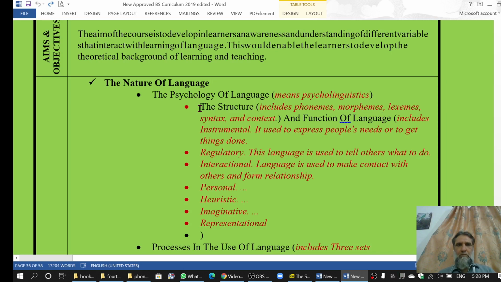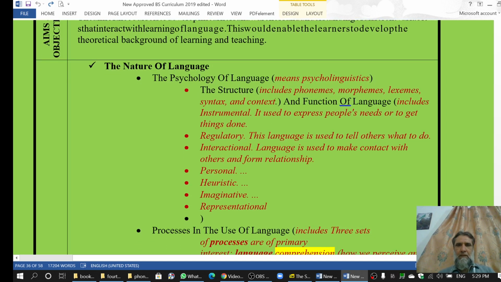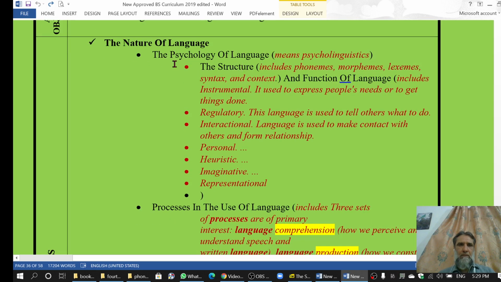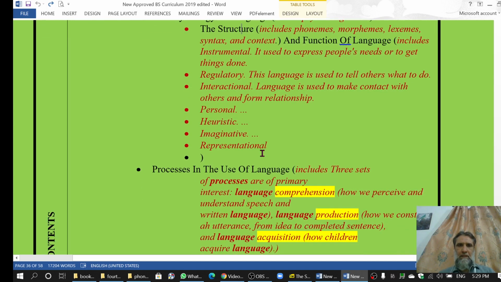Then, though we did not do this topic in the first lecture, we have already done the structure of language in the second semester, which includes phonemes, morphemes, lexemes, syntax, context, and other things. And you can do this topic from there. Then in the first lecture, we discussed the functions of language, and these different functions were discussed. So we are done with number one, the psychology of language, that is psycholinguistics, its definition. And we are also done with the function of language, different functions, an easy lecture.